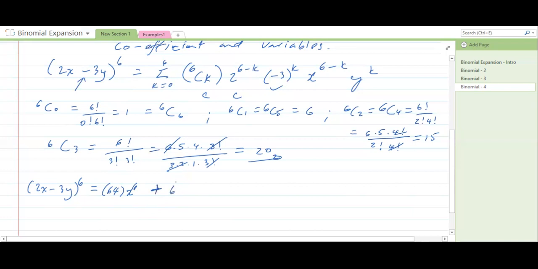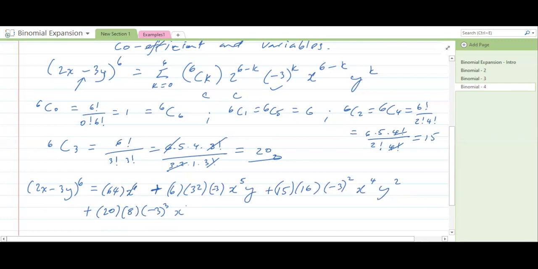So 6 choose 1 is 6, 2 to the power 5 is 32, then times negative 3, x to the power 5, y, plus 6 choose 2 now. 6 choose 2 is 15, 2 to the power 4, which is 16, minus 3 squared, x to the power 4, y squared, plus 6 choose 3, which is 20, 2 to the power 3, which is 8, and then minus 3 cubed, x to the power 3, y to the power 3, plus.